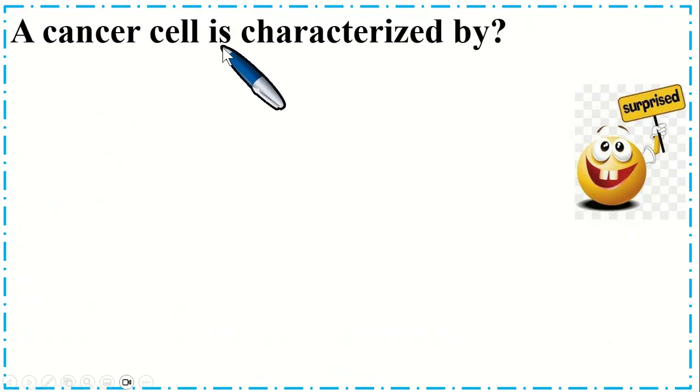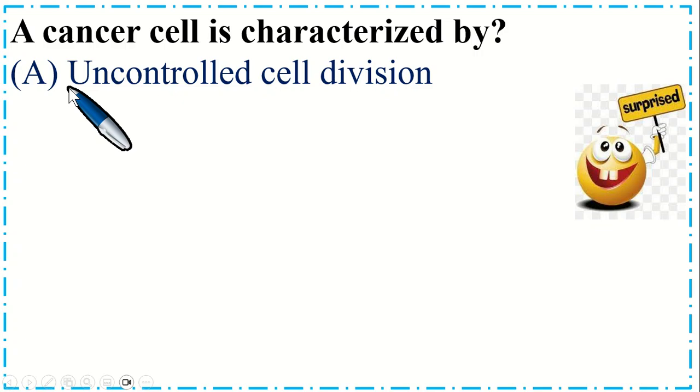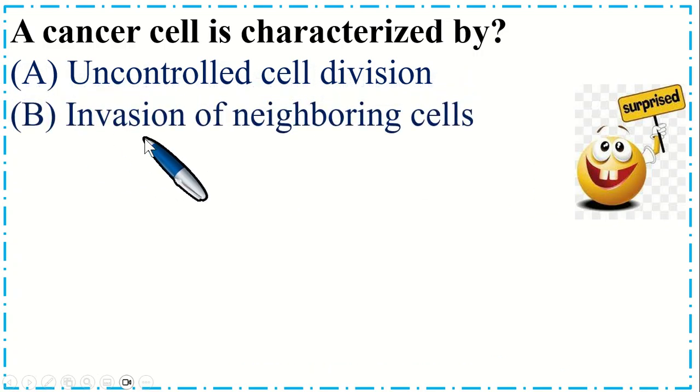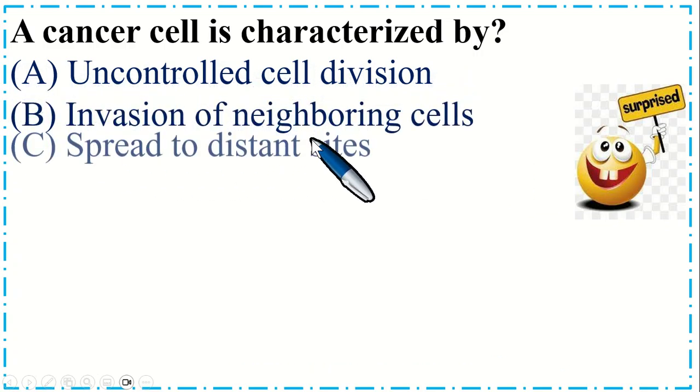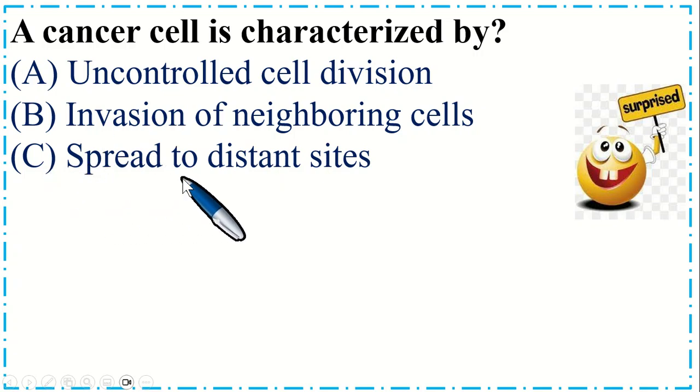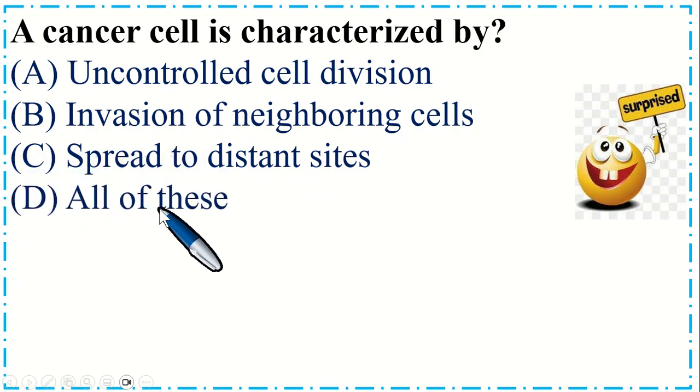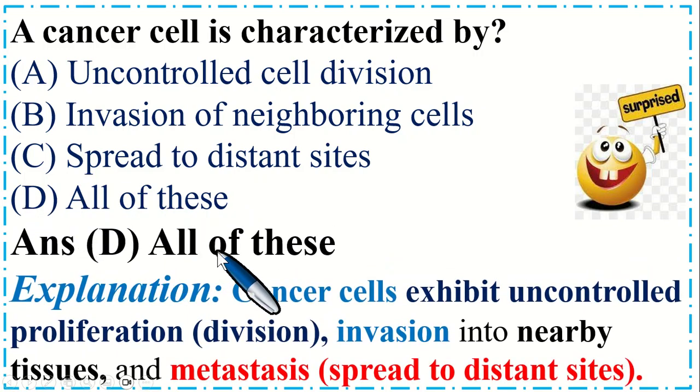A cancer cell is characterized by option A, uncontrolled cell division; option B, invasion of neighboring cells; option C, spread to distant sites; and option D, all of these. So the correct option is D, all of these. Explanation: cancer cells exhibit uncontrolled proliferation, meaning division, invasion into nearby tissues, and metastasis, meaning spread to distant sites.